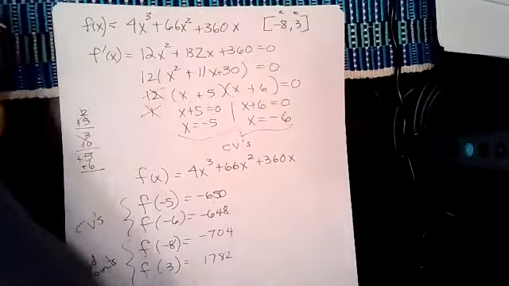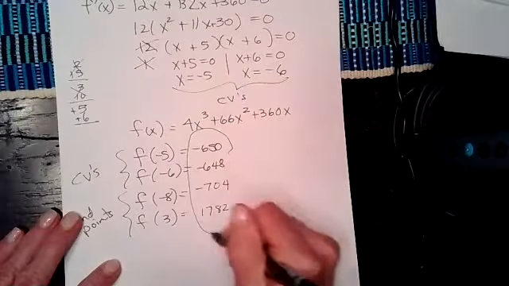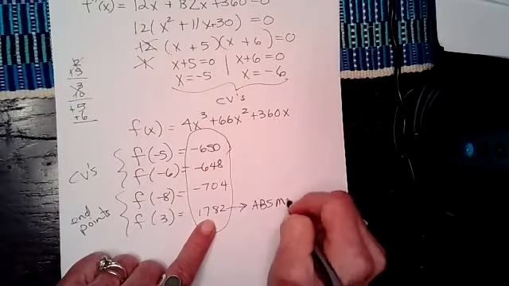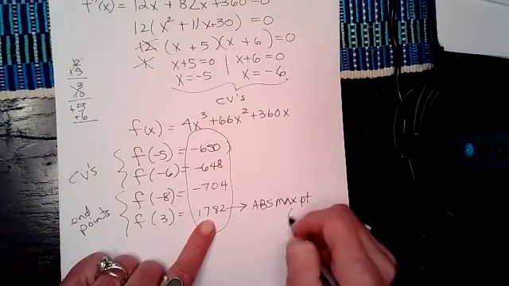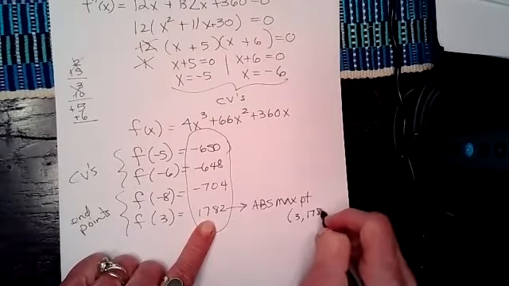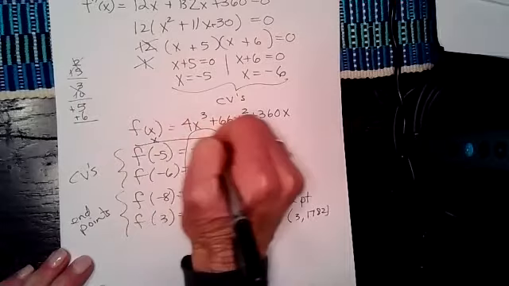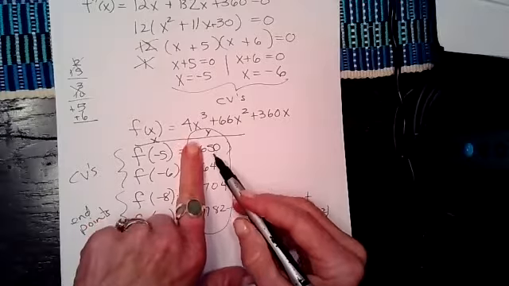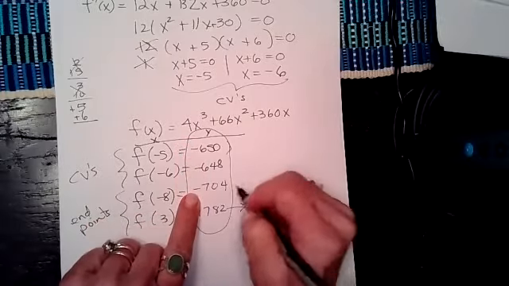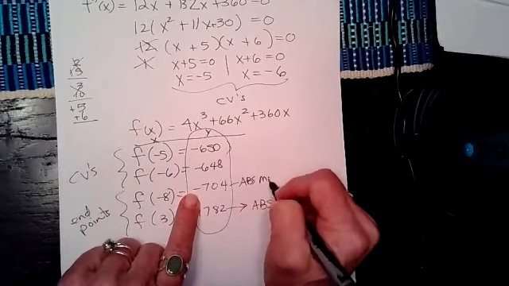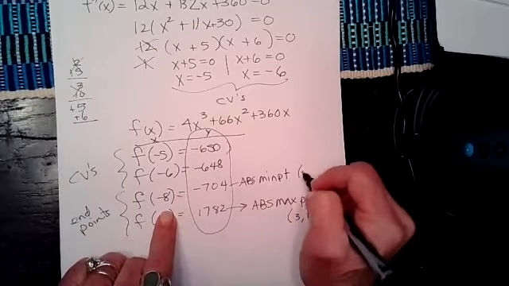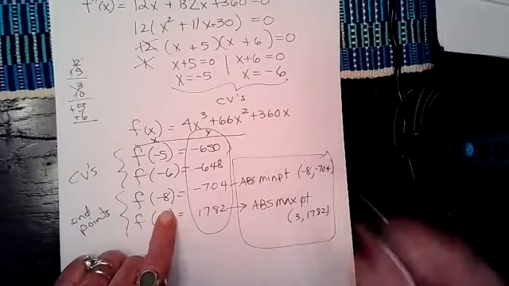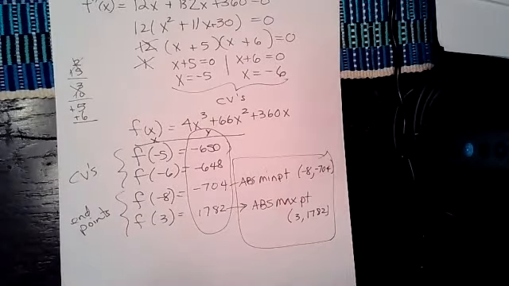Okay, so I've got to look at these outcomes and look for the largest and the smallest. So clearly, I have an absolute maximum point at 3, 1782. Remember, these are your x's and these are your y's when you're making your point. So what's the smallest number? Well, it's the largest number with the negative, right? So this is my absolute minimum point at negative 8, comma, negative 704. Okay, and you just don't worry about everything else that you get.